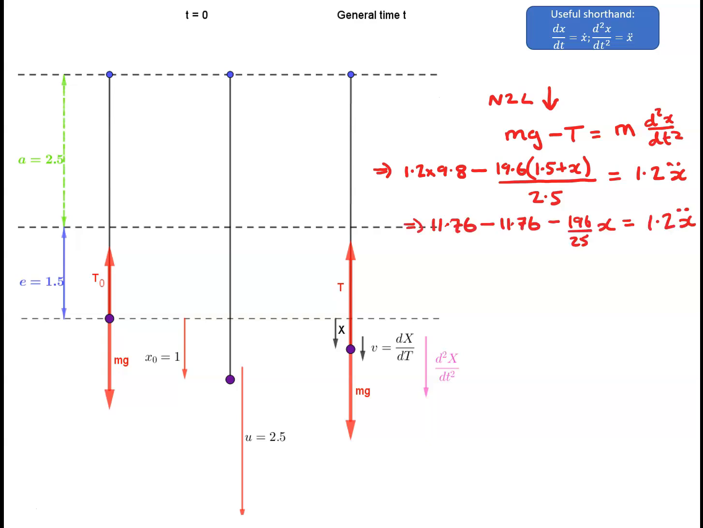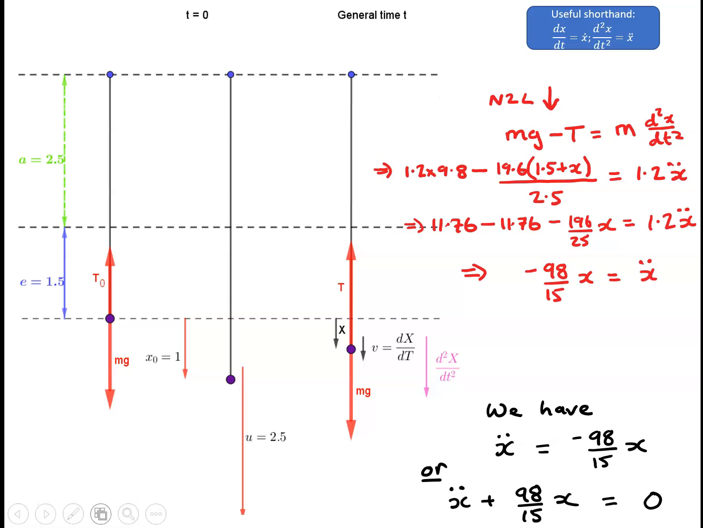If we now multiply out the brackets and simplify the left-hand side, we get 11.76, take away 11.76, take away 196 over 25 equals 1.2 x double dot. In other words, we've got x double dot is minus 98 divided by 15 times x. So we have the equation x double dot equals minus 98 over 15 times x, or equivalently x double dot plus 98 over 15 x equals 0.